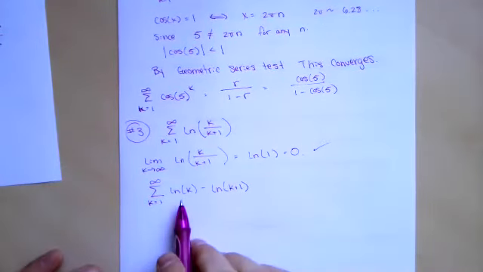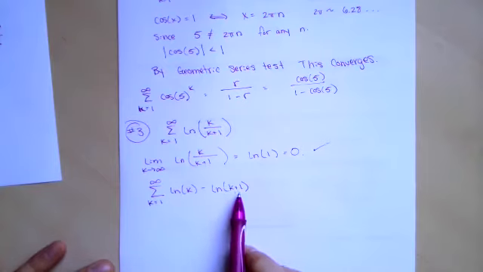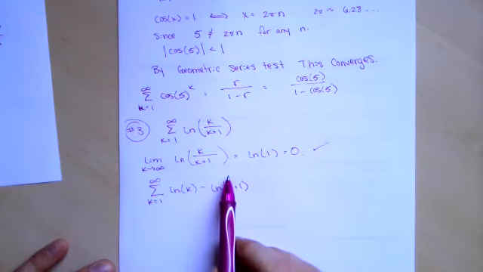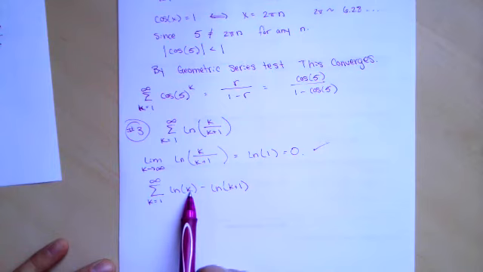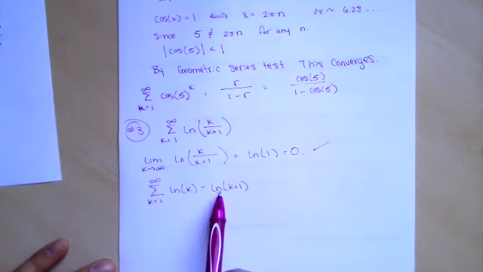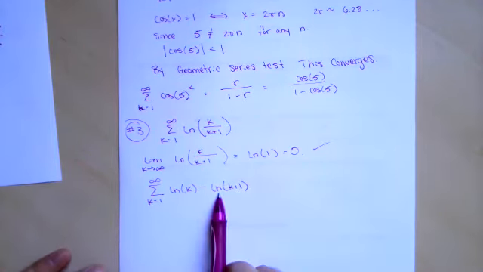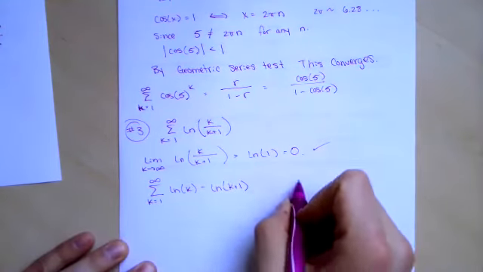And now anytime you see something like this where it's natural log of k minus natural log of k plus 1, or any term that's like 1 over k minus 1 over k plus 1, it's saying take the natural log of your current term minus the natural log of the next term. And if we're subtracting off the same functional value of the next term, this is a telescoping series.